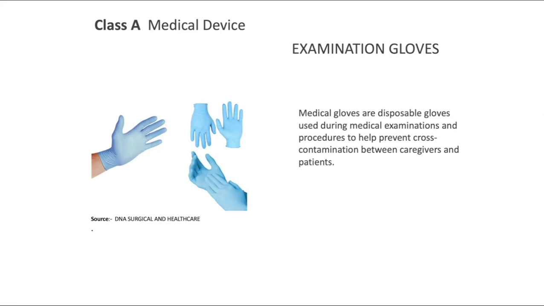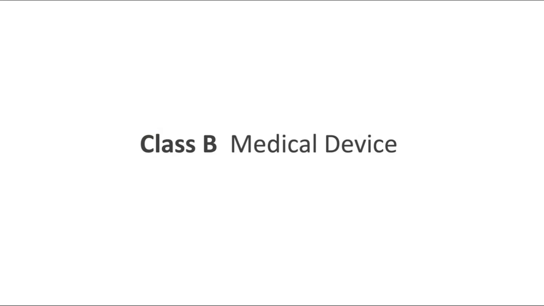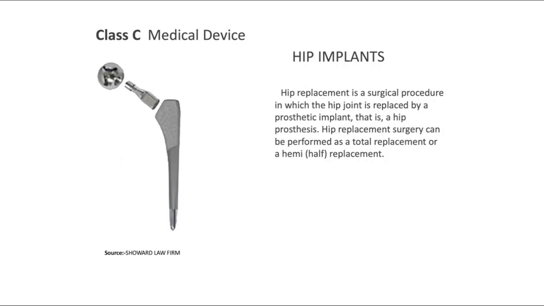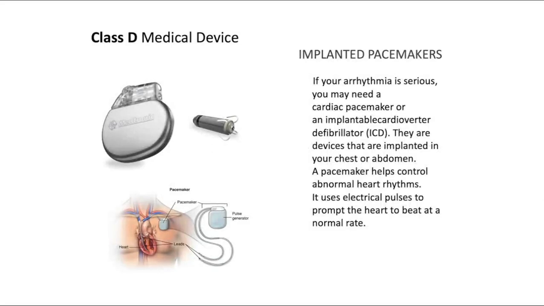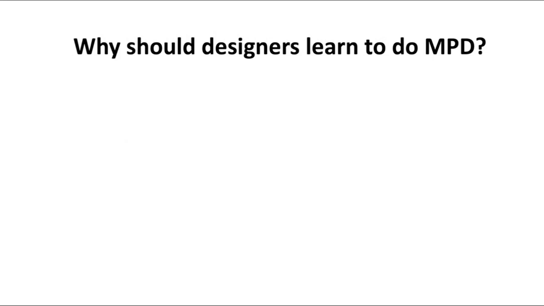These are some examples of different classes of medical products. Under class A, products like examination gloves or tongue depressors. They are low risk. Class B is low to moderate, like a powered wheelchair or infusion pump. Class C is a little riskier: lung ventilator, hip implants. And class D is very high risk, like implanted pacemakers or implanted cerebral stimulators. Anything to do with the brain and heart usually falls in the high risk category. And any software used with these devices also gets into the same classification category.